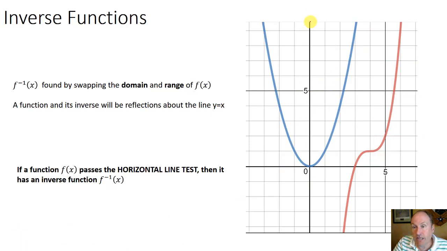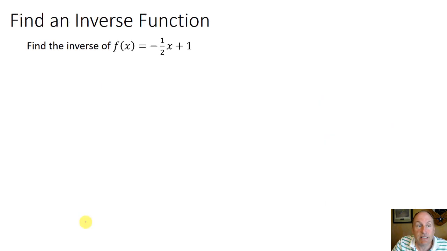Now, it's more of an advanced idea, but if we restrict the domain of some functions, we can create inverse functions. For example, if we just looked at the x squared function from 0 to infinity, just this part, then it would pass the horizontal line test. So a restricted version of x squared would have an inverse.